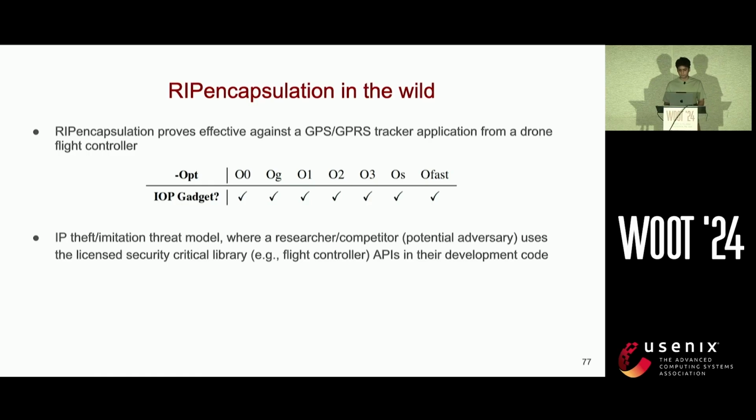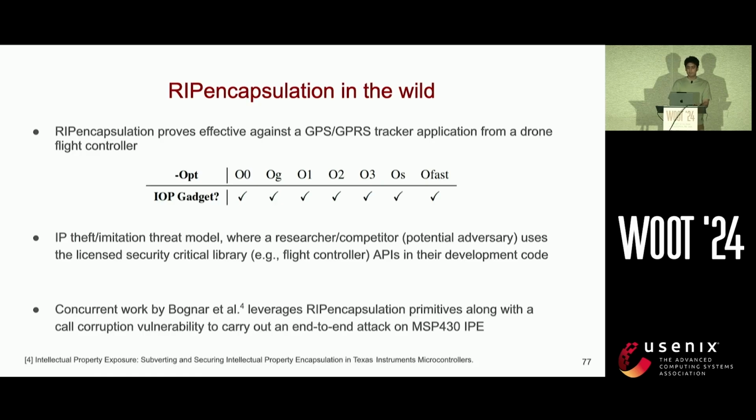Concurrent work by Martin Bognar from KU Leuven, who will be presenting at USENIX, showcases how the primitive used by RIP encapsulation, in conjunction with the call corruption vulnerability, can be transformed into yet another end-to-end exploit on the MSP430 IP. So you can check that out as well.